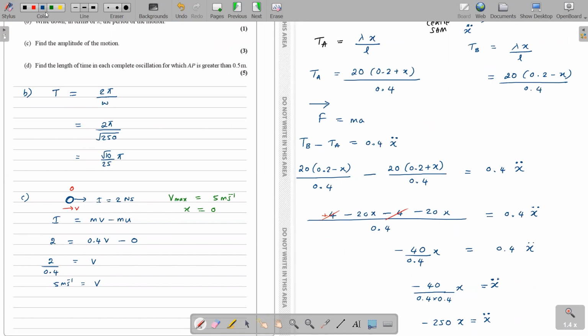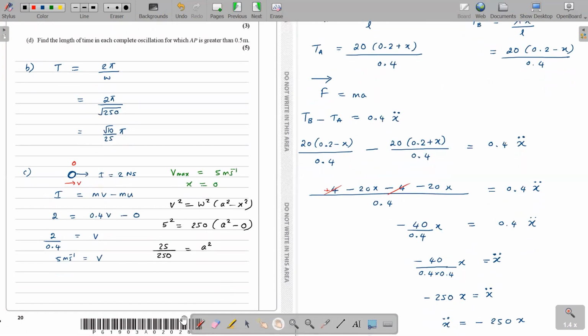So what equation do we use? We use v squared equals omega squared (a squared minus x squared). v squared is 5 squared, omega is root 250, omega squared is directly 250. a is the amplitude which we are trying to find, x is 0 because the maximum speed occurs at the center and x is 0. So this is 25 divided by 250 equals a squared. Do you agree? How much is it? 1 over 10 equals a squared, which means a is root 1 over 10 or root 10 over 10.